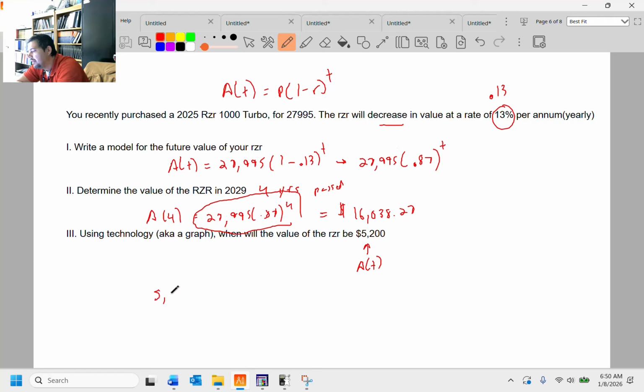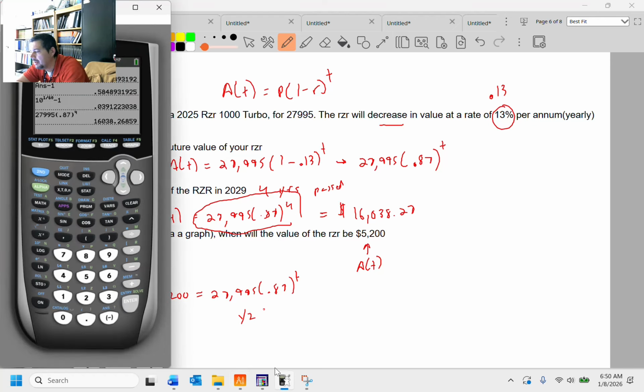So 5,200 is equal to 27,995 times 0.87 to the time. And we're going to Y1, Y2 it. We're going to play with our window. It's not a hard problem. So 5,200, 27,995. Learn how to use your calculator because, well, for one, you don't know the algebra to do this yet.